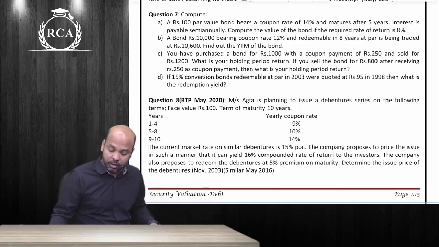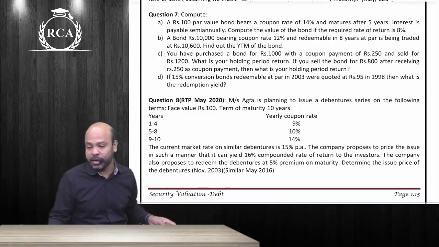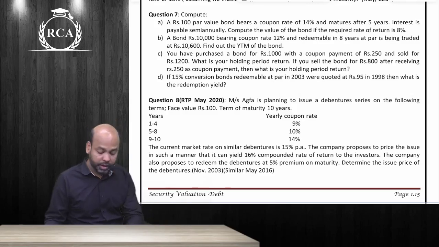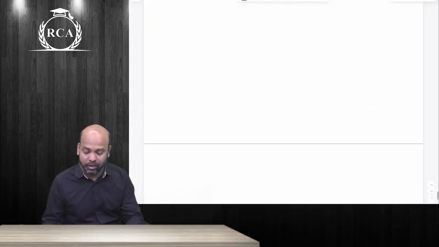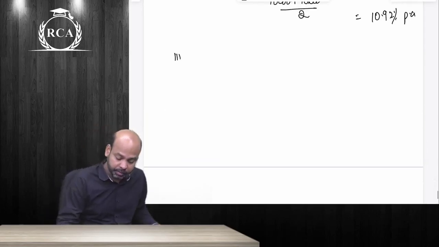If you sell the bond for rupees 800 after receiving 250 as coupon payment, then what will be your holding period return? Here you're going to make a loss of 200 rupees. Adjust that from your coupon amount of 250. Your return will only be 5%. Third bit, guys.